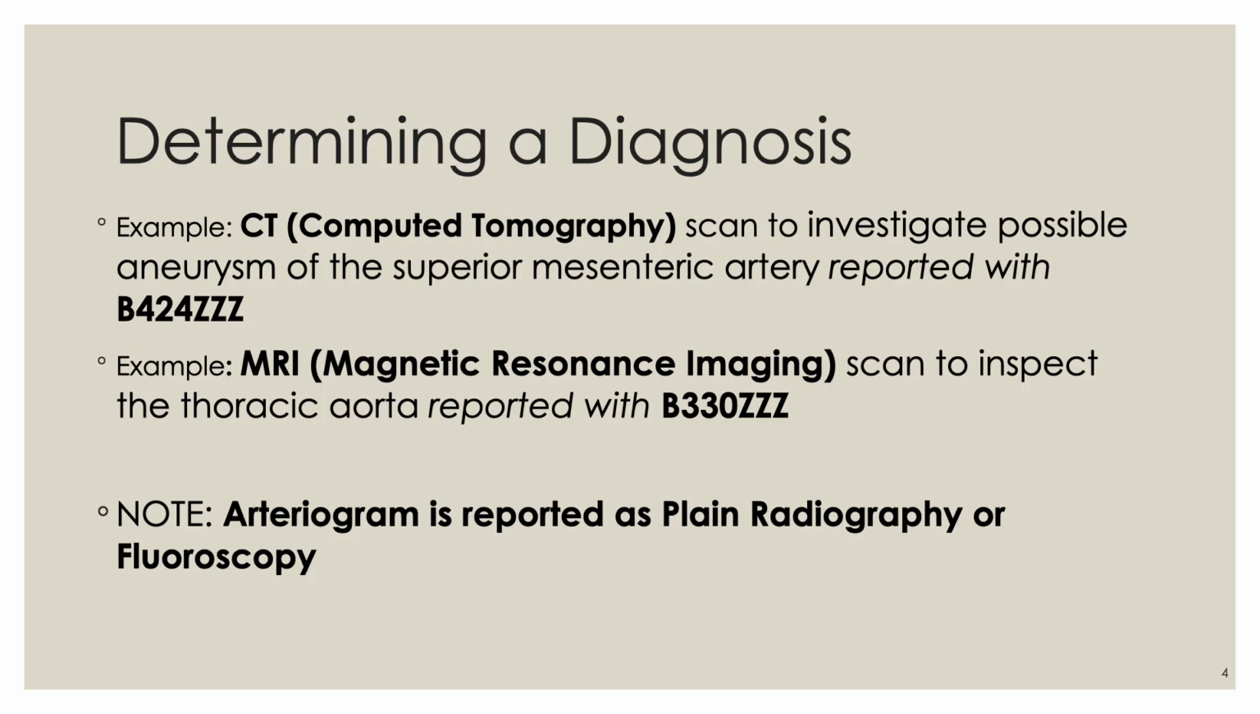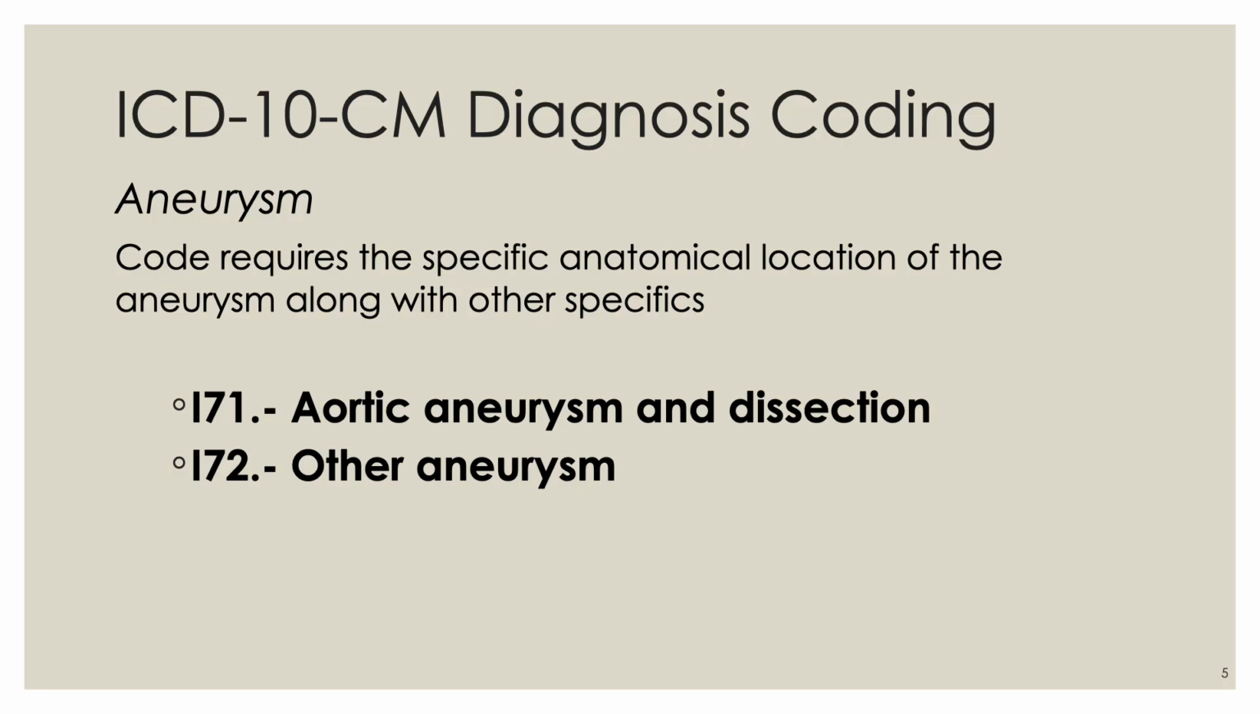If we were going to inspect the thoracic aorta, we would report that with B330ZZZ, okay? And I just wanted to note an arteriogram, arterio meaning artery, gram meaning recording. In ICD-10-PCS, this is reported under the heading of plain radiography, like an X-ray, or fluoroscopy, all right? So bottom line, you got to read the documentation in the patient's chart from the radiologist. Okay, so now we're ready. We have determined a diagnosis, and that brings us to ICD-10-CM, clinical modification.